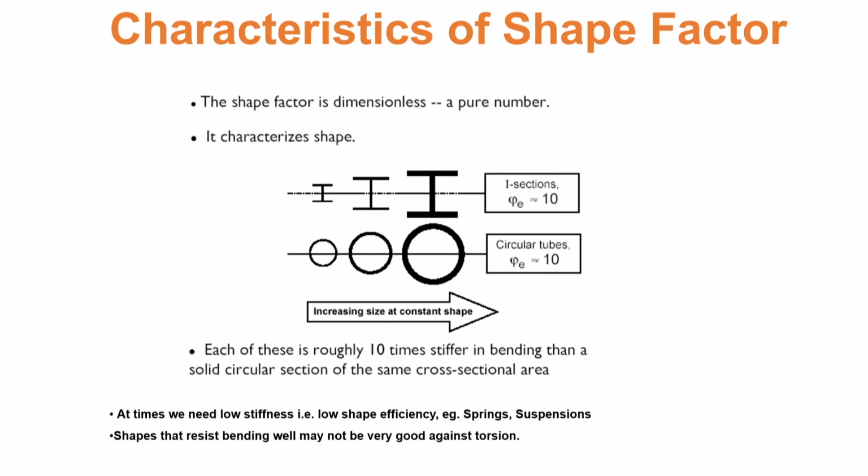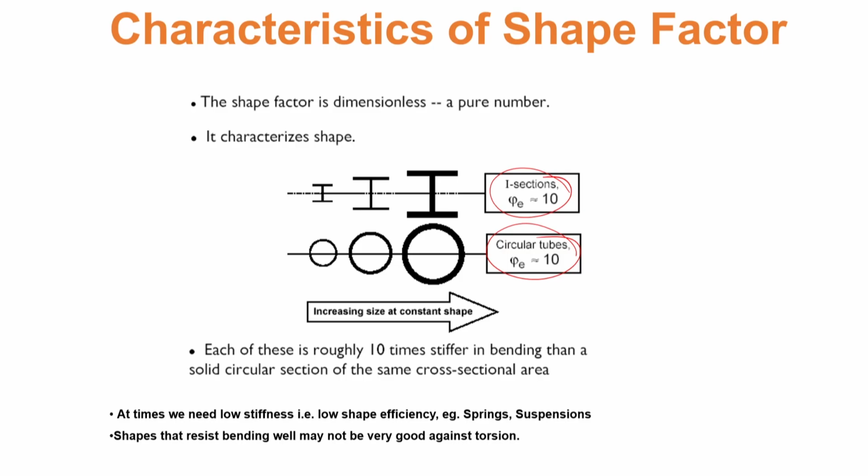So, basically shape factor does not depend on the actual area. It only signifies how the material is distributed, a distribution factor. So, for all the I sections irrespective of their size, the shape factor, for example, is 10. For all the circular tubes irrespective of their size, the shape factor is 10. So, this is one important point.